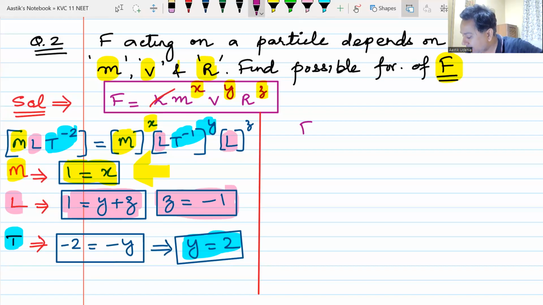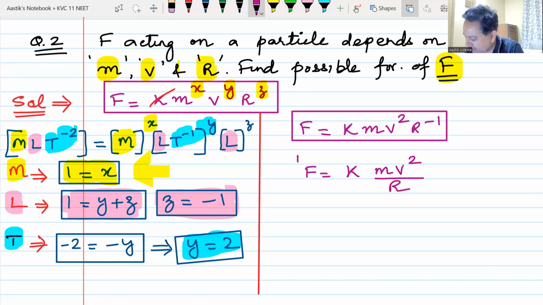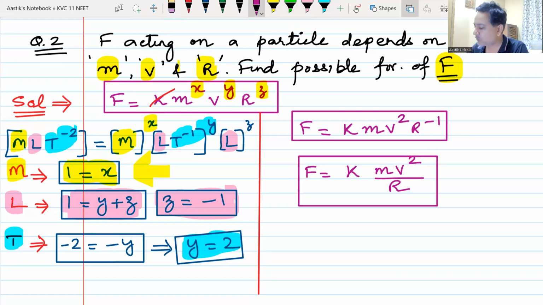And the next step would be writing like this. F is equal to K times M raised to the power 1, so I write it M. V is raised to the power Y, so V square. R is raised to the power of -1, so R raised to the power -1. It does not look good this way because it looks like dimension. I want to make a formula out of it. So I will write it as F is equal to K M V squared by R. And that is the formula that I was looking at from the very first day.